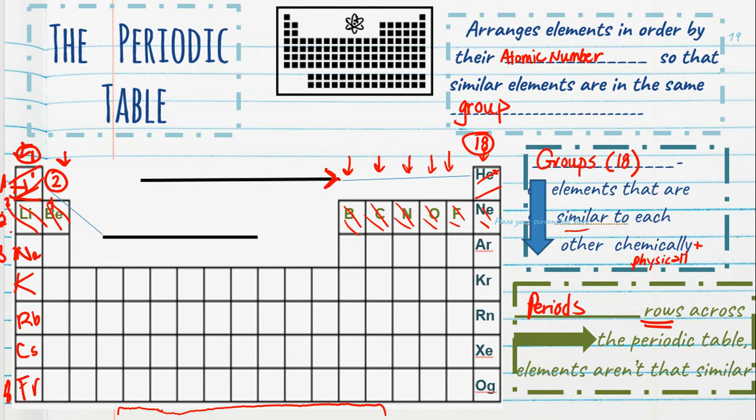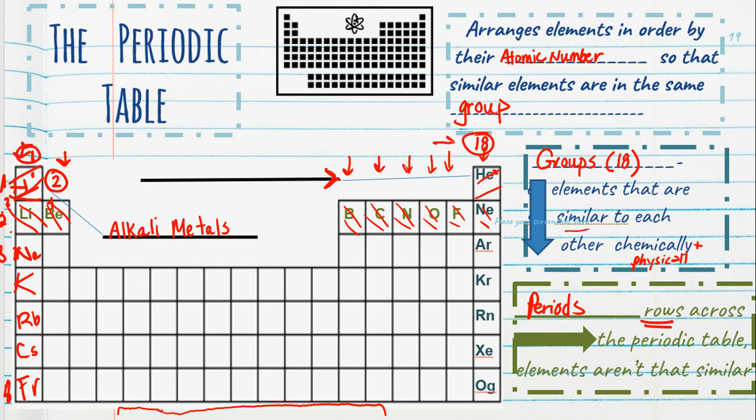Elements in the same period aren't necessarily that chemically similar to each other. They just have their electrons located in the same outer energy level. So that's sort of how they are alike, okay? So these groups right here, as I told you, some of them have actual names. Group 1 is called the alkali metals, and those elements are really, really similar to each other.